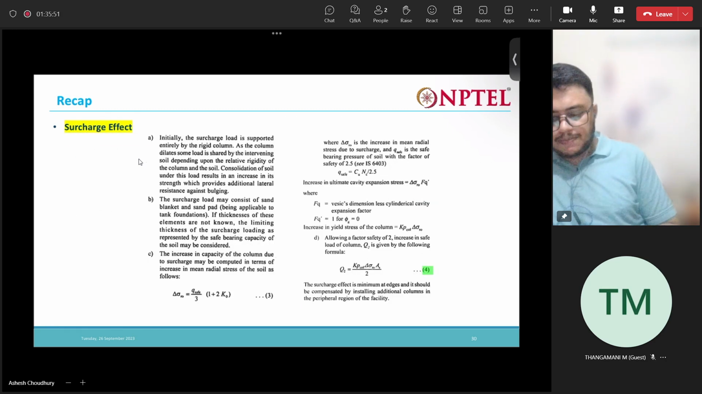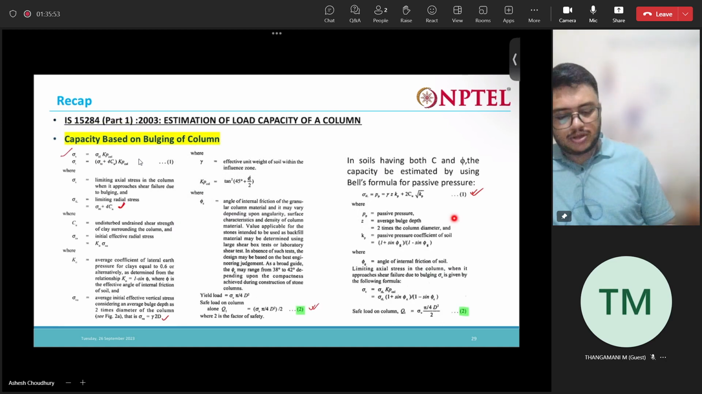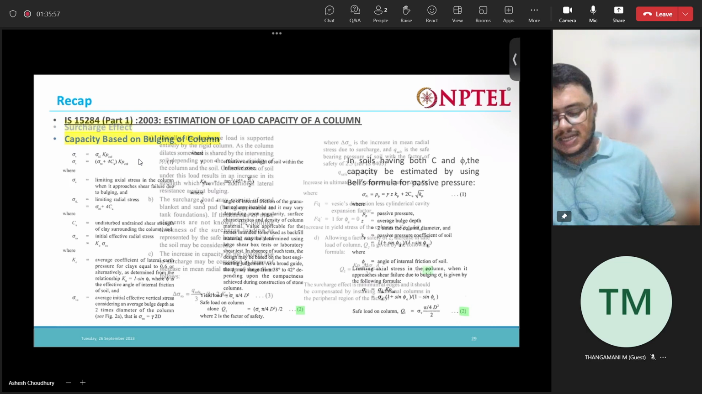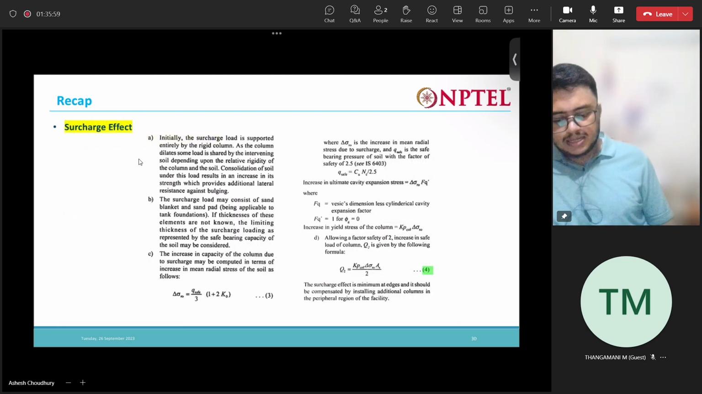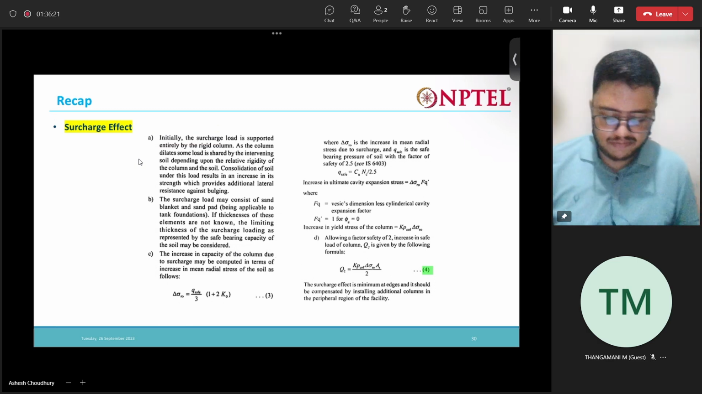This was the capacity based on the bulging of the column. Now next is the surcharge effect. So what is that? Initially, the surcharge load is supported entirely by the rigid column. As the column dilates, some load is shared by the intervening soil, depending upon the relative rigidity of the column and the soil. The consolidation of the soil under this load results in an increase in its strength, which provides additional resistance against bulging. So it is clear, straightforward.